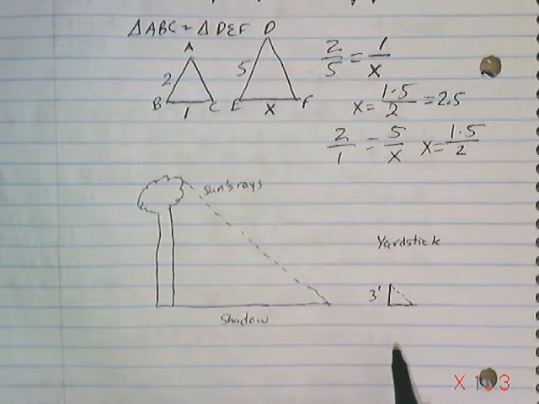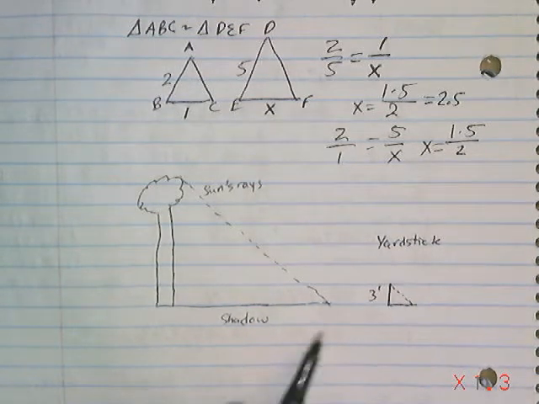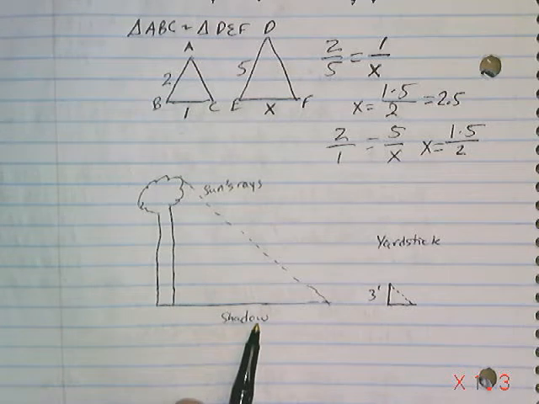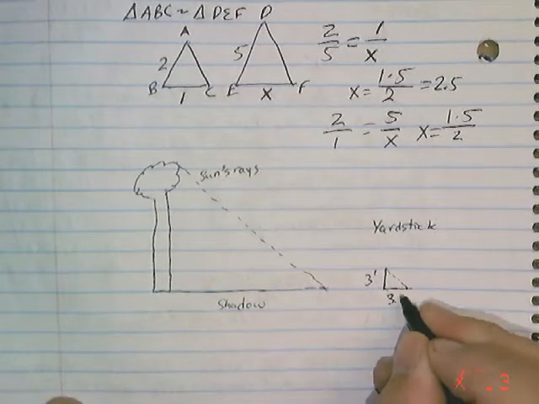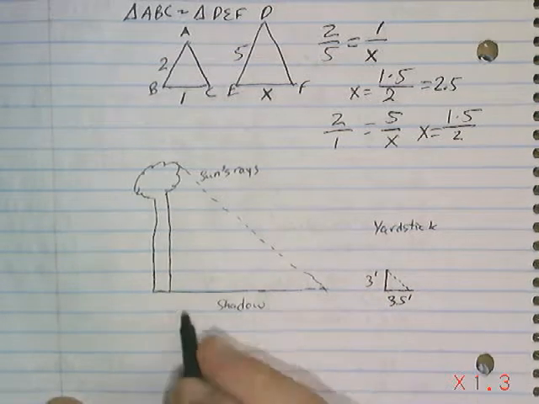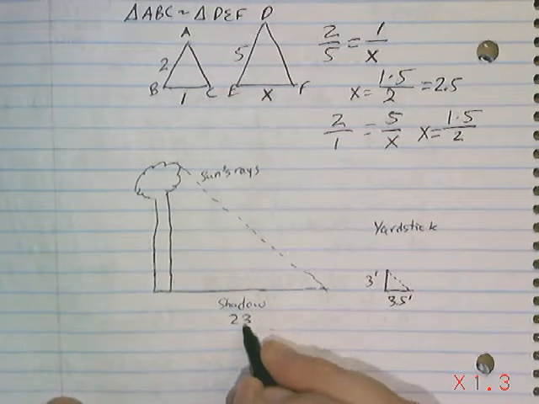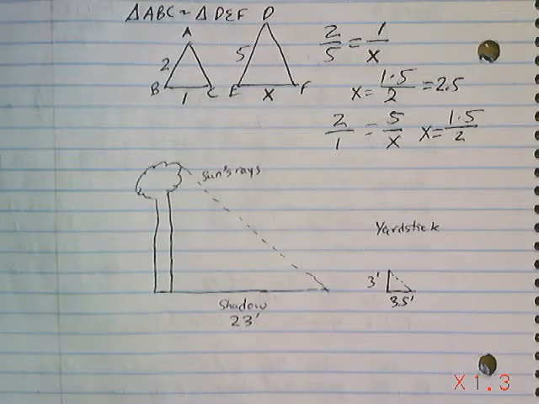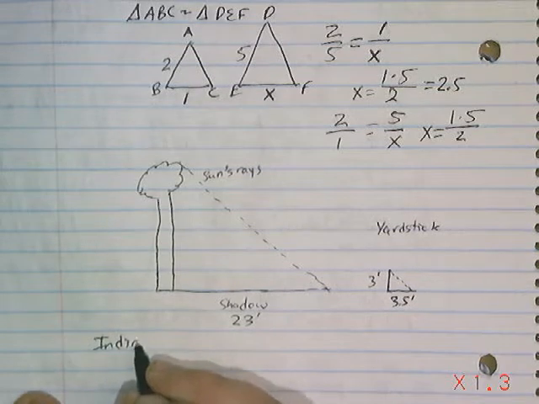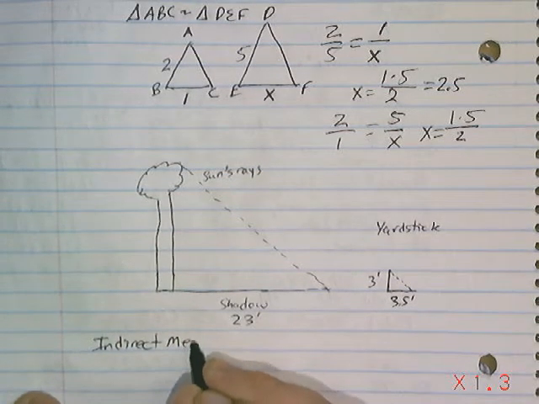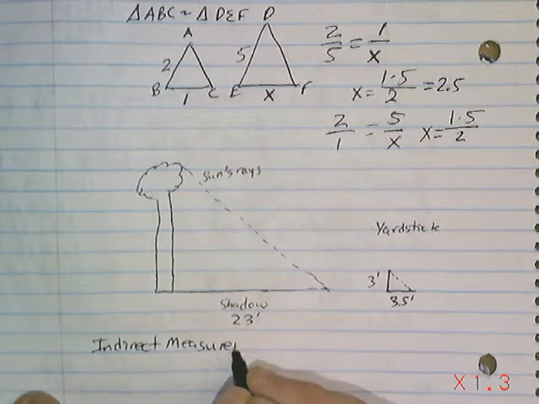Okay? We can tell that that is a reasonable answer. And it's a reasonable answer because if we look, the shadow of the yardstick is 3.5 feet. It's a little bit longer than the yardstick is itself. So if the shadow of the yardstick is longer than the yardstick, then we expect the shadow of the tree to be longer than the tree itself. And sure enough, it is. The shadow of the tree is 23 feet, and the tree is actually 19.71 feet tall. Okay.